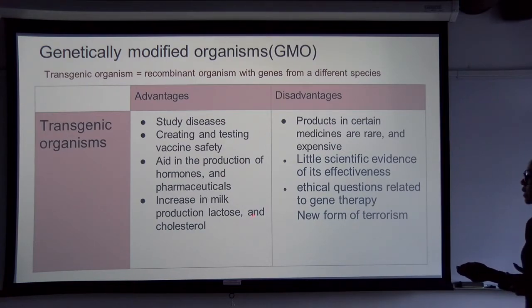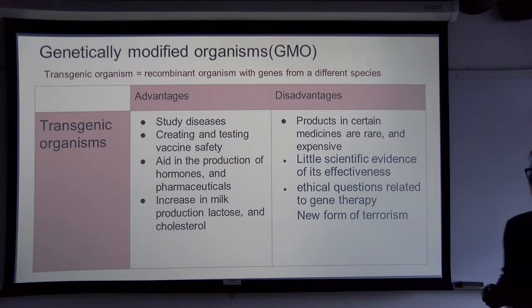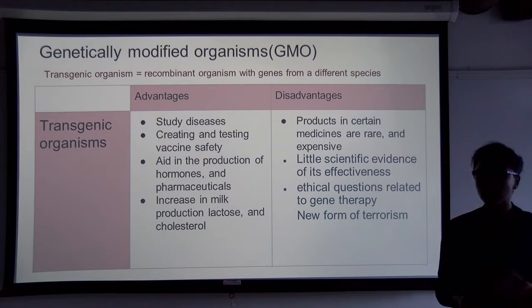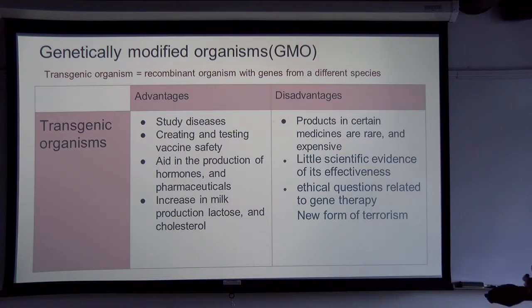And we also see where we can affect cholesterol. The disadvantage is that the production of certain medicines is rare and expensive. There's little scientific evidence of how effective it is. And there's also the ethical issue as far as gene therapy. Should we use it? Should we not? Who should use it? How should it be used? And also the effect that it could be a new form of terrorism.